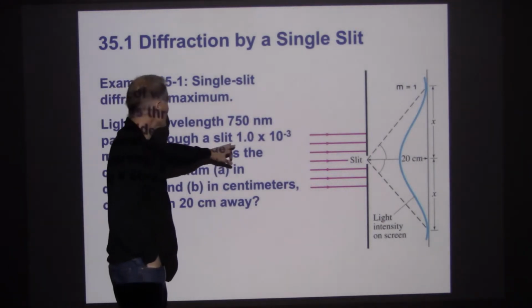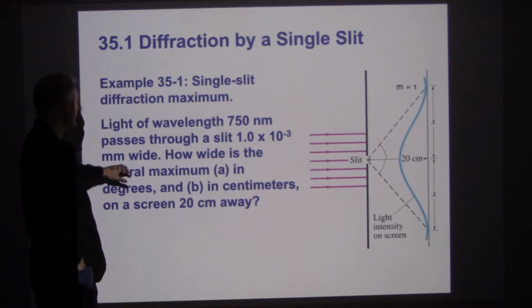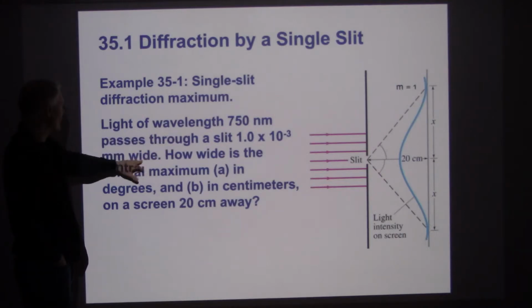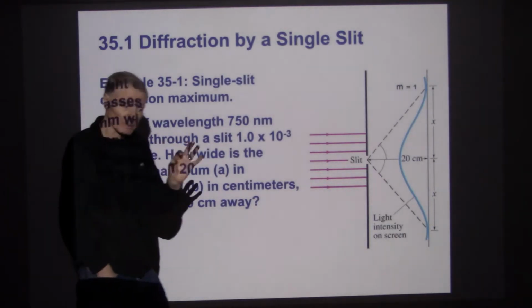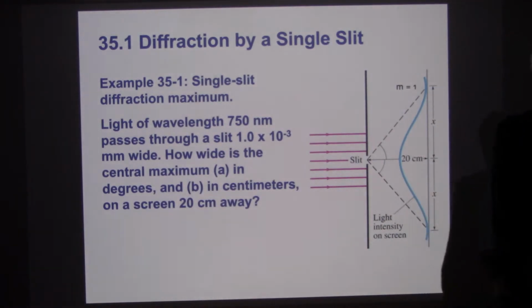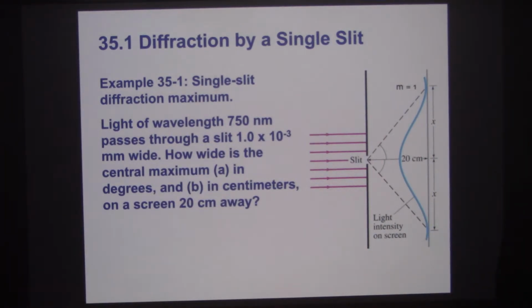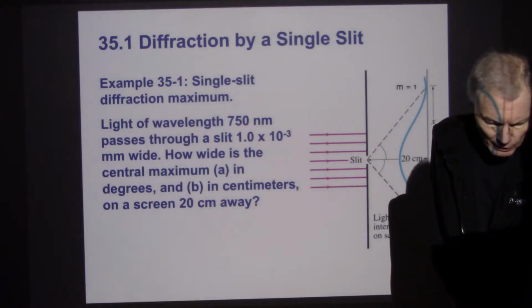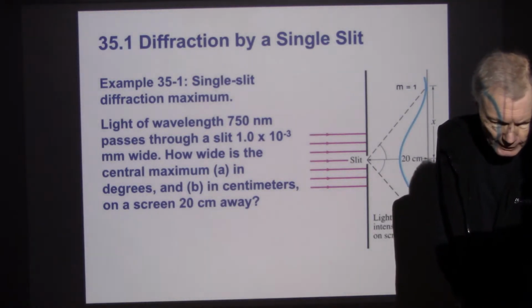And then it passes through a slit. The slit is said to be 1/1000th of a millimeter wide. So this is a really narrow slit. We can't see thousandths of millimeters. Those are like microns. Those are the size of individual cells. So anyway, those are all the numbers.